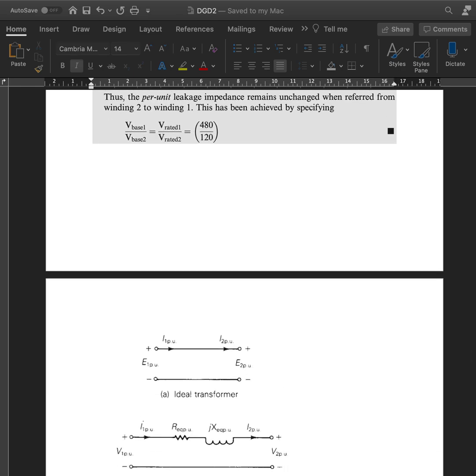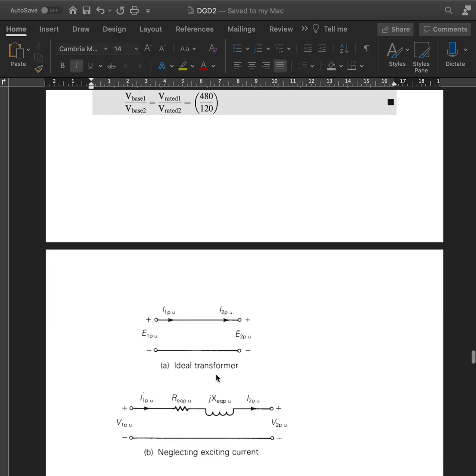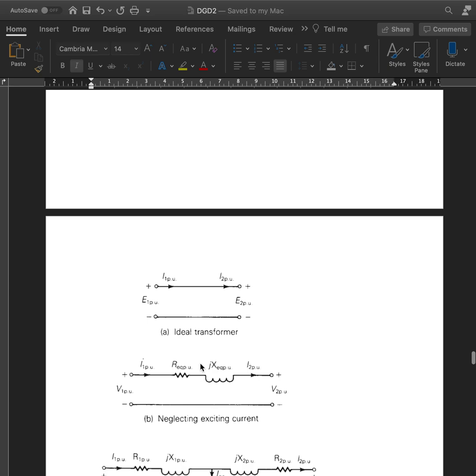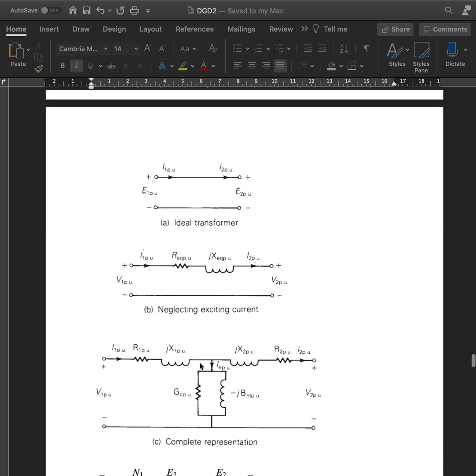Alright. Then we have some per unit circuit of how a single phase two winding transformer looks like. So an ideal transformer is just no resistance. They're collecting exciting currents. We have the resistance and the impedance in series. And the complete representation is when we have the shunt admittance and the series admittance here. So we have both here.